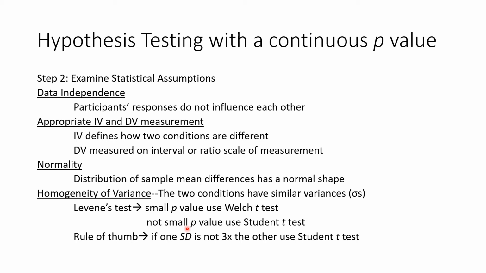If the p-value is not small, then you could go ahead and use the student t-test. This is the most common t-test that's used. Some people argue that we should just always use the Welch's test, because why make an assumption if you don't have to? If you don't have to assume homogeneity of variance, then why assume it? Just use Welch. Well, there's a good argument for that, but most researchers still use the student t, and there's a good argument for using that too.